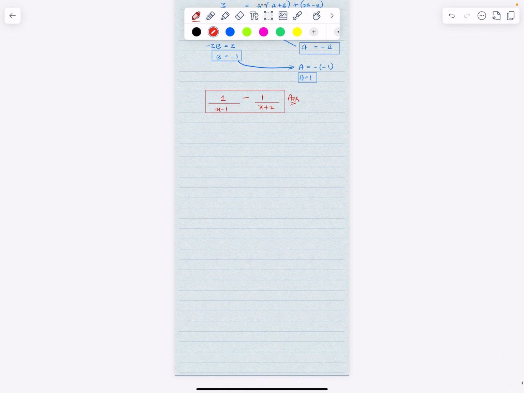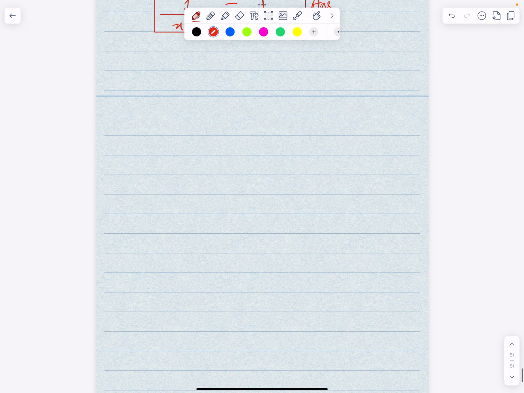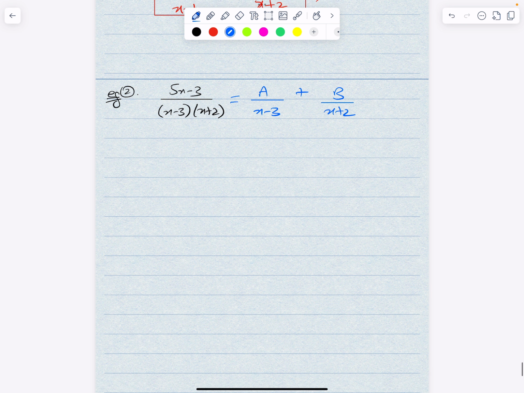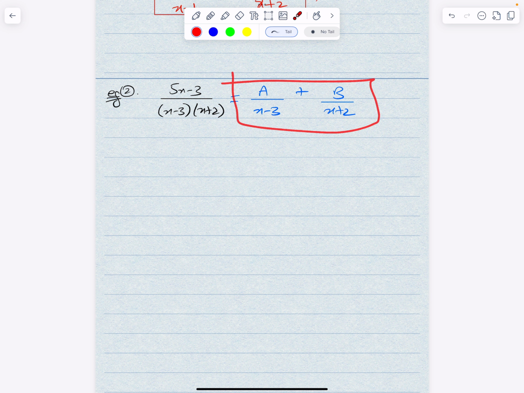So a second example, the last one for this method. Let's say, for example, I have (5x minus 3) over (x minus 3)(x plus 2). So again, I have two brackets, two things being multiplied in the denominator. So I can write this as A over x minus 3 plus B over x plus 2.